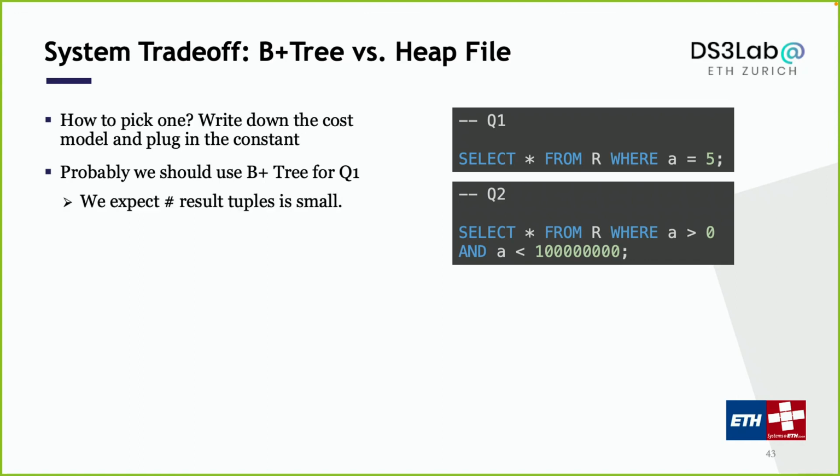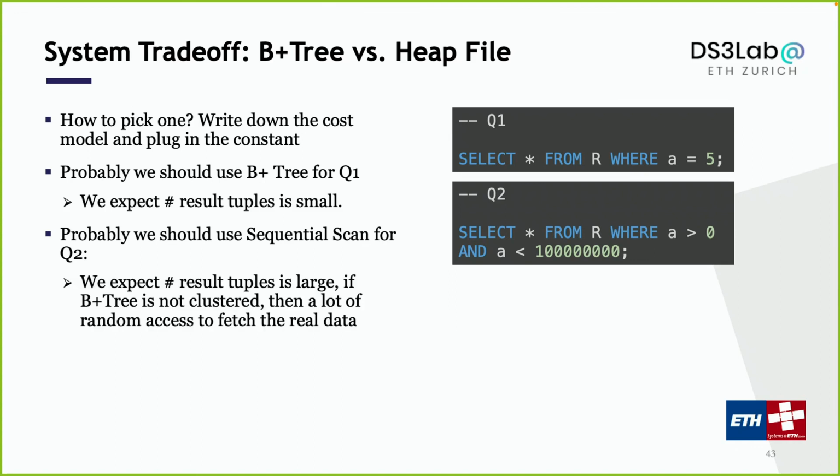And then for Q2, if the range is very big, if it covers a whole bunch of tuples, maybe you should actually use sequential scan, because sequential access is super fast. And also when you have an unclustered B-plus tree, if you need to access every single tuple, the number of I/Os you are going to have equals the number of tuples you have, because for every single tuple, in the worst case, you need to hit a different page.